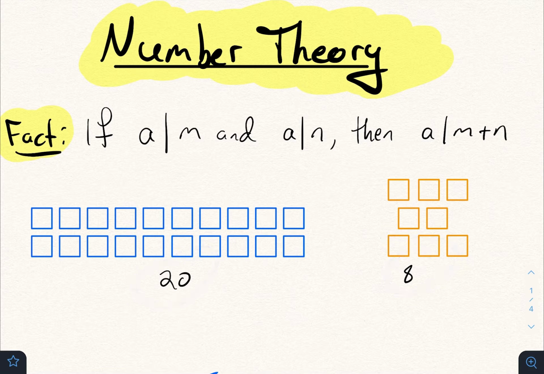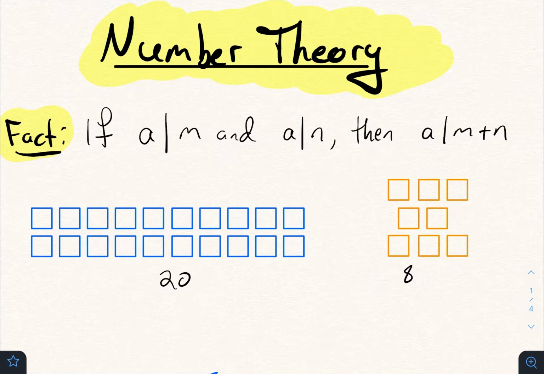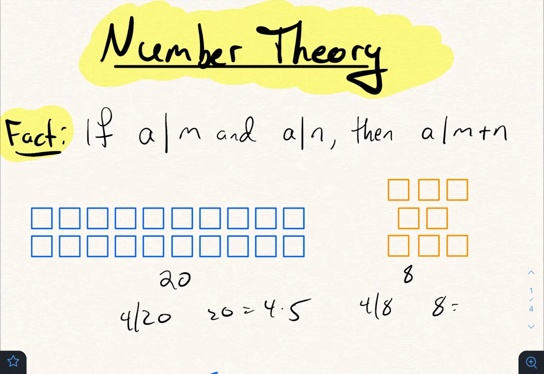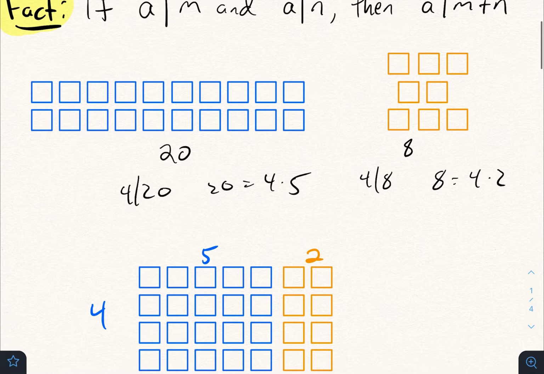So, some context. m and n are going to be represented by 20 and 8 in this example. And what is a going to be? A is going to be 4. So 20 and 8 are both divisible by 4. 4 divides 20 and 4 divides 8. So 4 divides 20 because 20 is a multiple of 4, and 4 divides 8 because 8 is also a multiple of 4. It's 4 times 2.